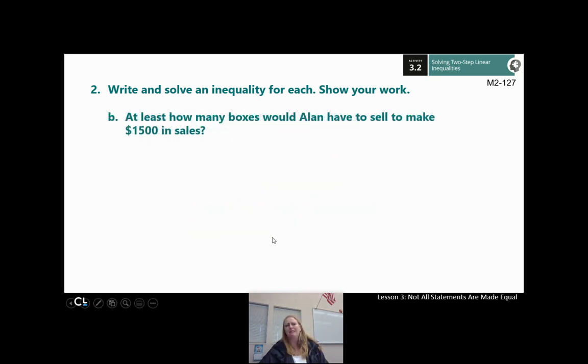How'd you do with part B? At least how many boxes would Alan have to sell to make $1,500 in sales? So we want him to make $1,500 in sales. More than that would be good too, so equal to is fine, because if he makes more than $1,500, then he's clearly made $1,500. So I'm going to set it up so that my function f of b should be greater than or equal to 1,500. And again, I'm going to plug in for my function, 3.75b plus 25.